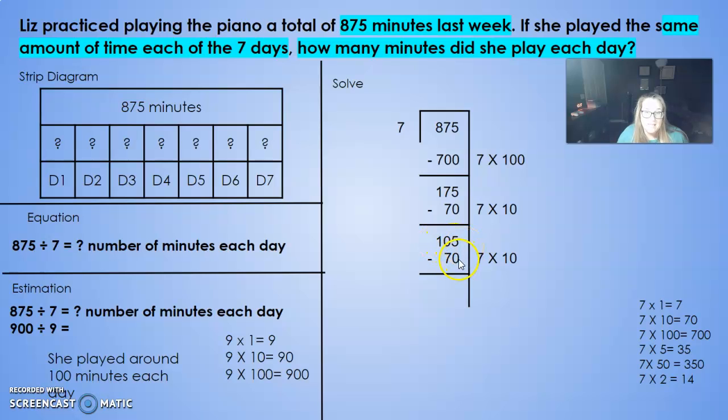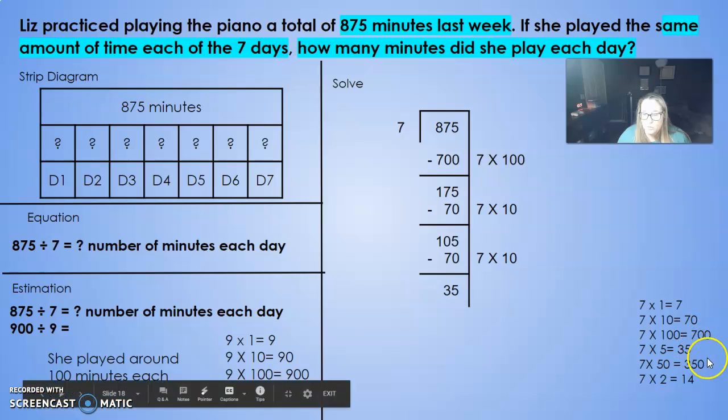So if I count by 10 starting at 70, 70, 80, 90, 100, so there's 30, and I just have to put those extra 5 back on, so that means it's 35. So 105 minus 70 is 35. So again, I have 35 pieces, and I'm going to come over here and look. Which one is the closest number to 35 without going past it? Well, this time I got super lucky because I had 35, so I'm going to write 35.